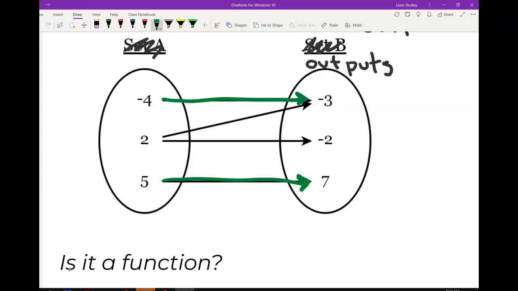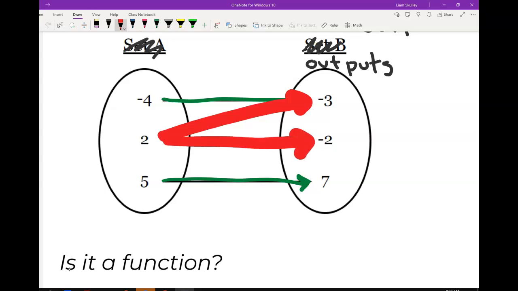If we hit a 2 on our vending machine, we could get a -3 or a -2, which is bad, because then it's no longer a function. Think if you go up to a normal vending machine, you want to get out a Snickers, but you hit a button, half the time you get a Snickers, half the time you get M&Ms. That's not a very good vending machine, is it? So this is not a function because an input has two outputs. 2 can go to -3 or -2. It breaks the definition. The definition of a function is each input has exactly one output. And 2 has exactly 2 outputs.